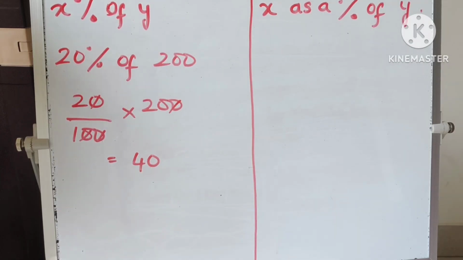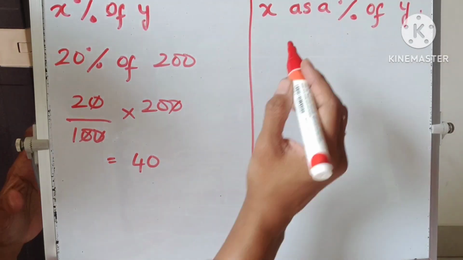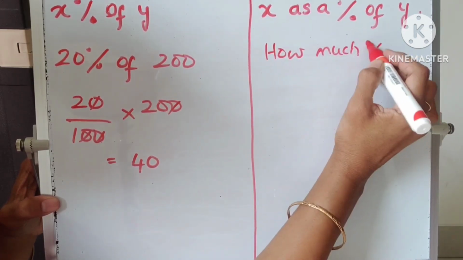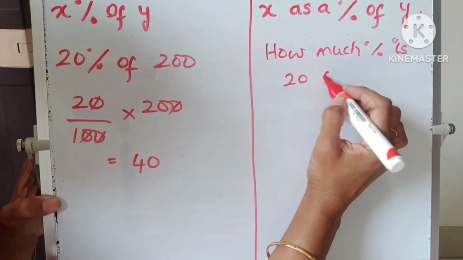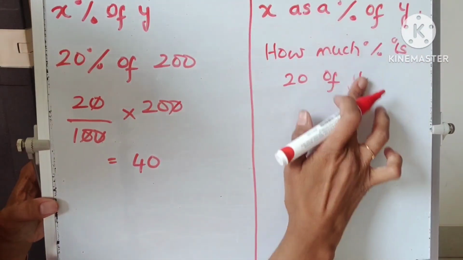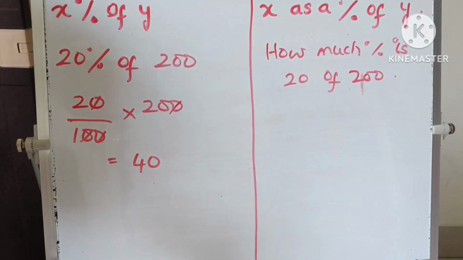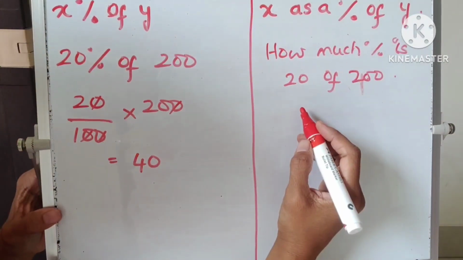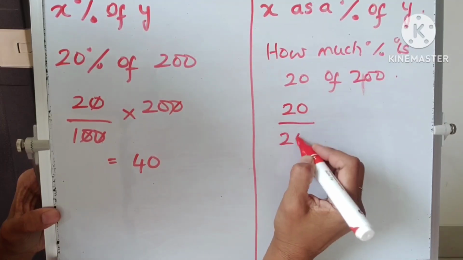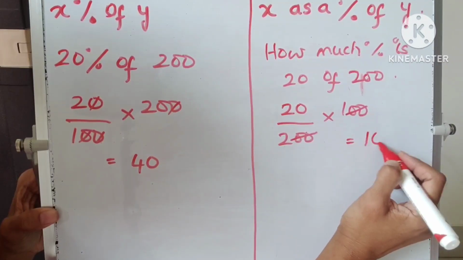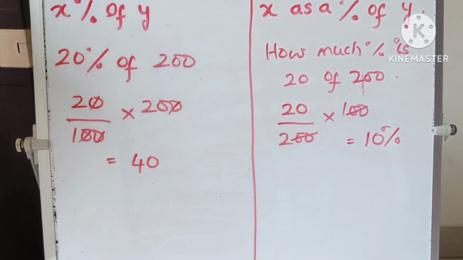Now coming to x as a percent of y. Here, suppose the question says, how much percent is 20 of y, which is 200 in this case. So, 200 is still the entire amount. So, 20 is how much percent of 200? For this, 20 by 200 into 100. So this means 20 as a value is 10% of 200.